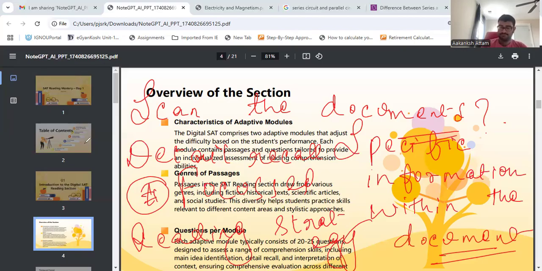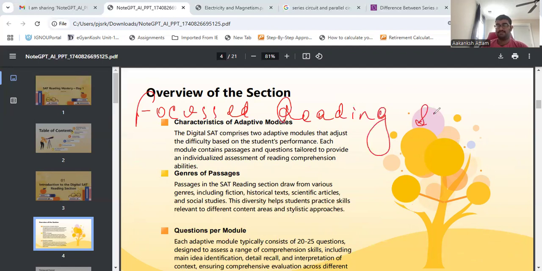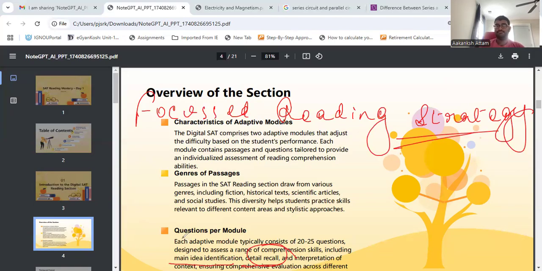Now tell me something. What do you mean by focused reading strategy? That means like focused on the passage. Exactly. We are trying to focus on a specific piece of information. Are you clear with these two different kinds of questions? Main idea identification and detail recall? Amazing. Now, this is the first type of question. This is the second type of question.